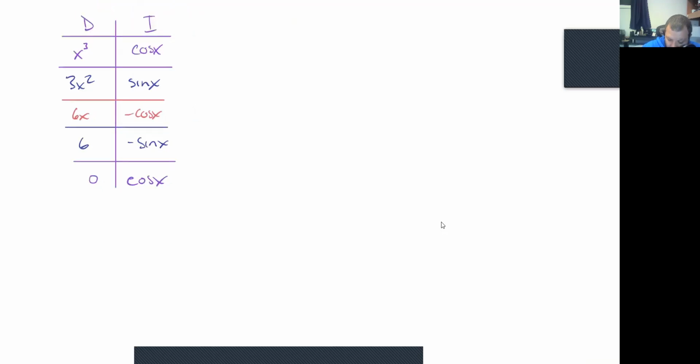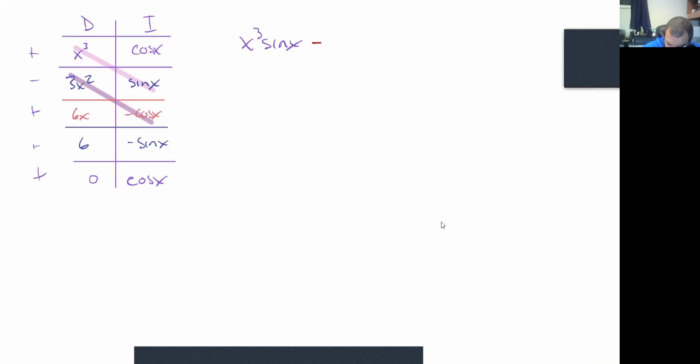All right, so for column integration, we alternate our positives and negatives: positive, negative, positive, negative, positive. And then we just multiply diagonally. So I would get x cubed sine of x minus 3x squared times negative cosine.